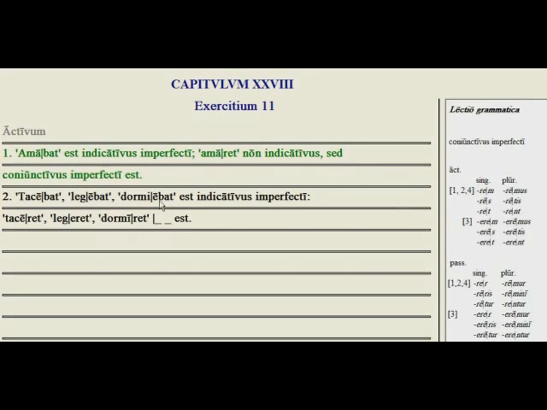Tacebat, legebat, dormiebat est indicativus imperfecti, taceret, legeret, dormiret, blank, blank est. So he was quiet, he was reading, he was sleeping, is the imperfect indicative. Taceret, legeret, dormiret, so that he was being quiet, so that he was reading, so that he was sleeping. That is the subjunctive imperfect. So conjunctivus.